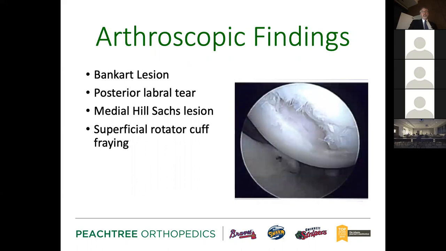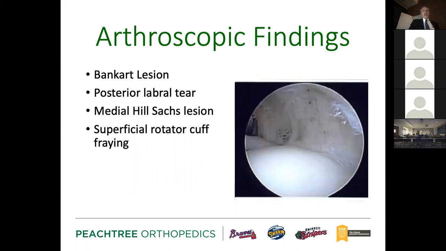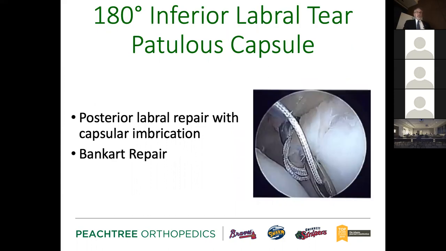And he had this very medial Hill-Sachs lesion. You really can't do anything with that. I mean, you can't transfer anything. It's just too far over, lose motion. And so then he had a partial thickness rotator cuff tear at the age of 17 from all this. And so we did the same sort of thing.